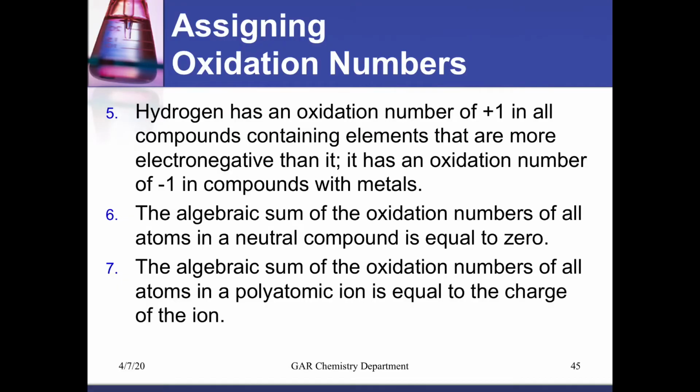The algebraic sum of the oxidation numbers in all atoms of a polyatomic ion is equal to the charge of that ion. So if you add up the oxidation numbers of all of the elements in sulfate, they'll add up to -2 because the charge of sulfate is 2-.